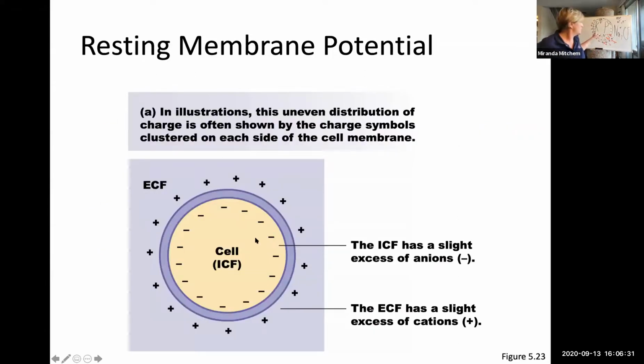So here's what I was just drawing up. The inside of the cell has a net negative. The outside extracellular environment has a net positive charge to it. So another way of saying that is that the inside has the excess of the negative, the anions, where the extracellular environment has the excess of the cation.